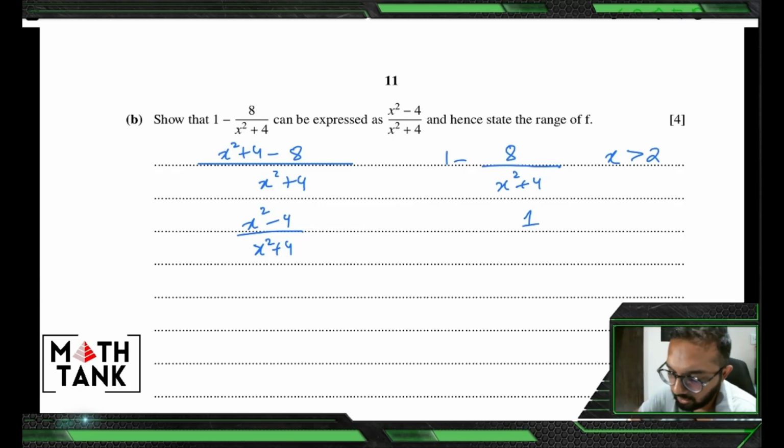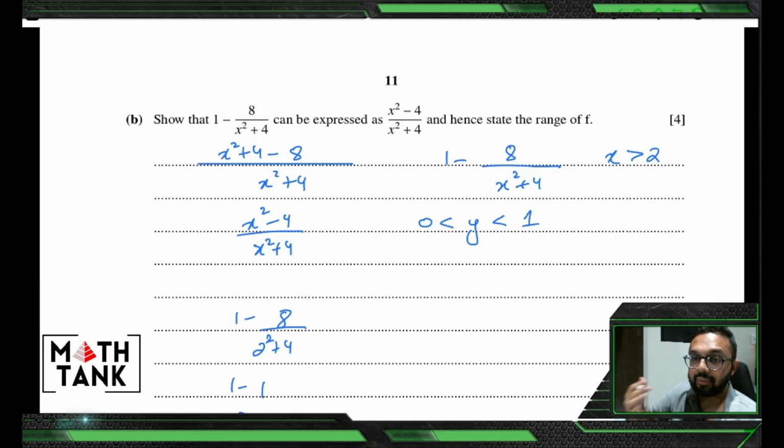How? That's the upper limit of this function: it can go up to 1 and it cannot cross 1. Where does this function start? I can just plug in 2 into the equation and say that this function starts at 0. So the values of y are between 0 and 1. That is how we analyze the function.